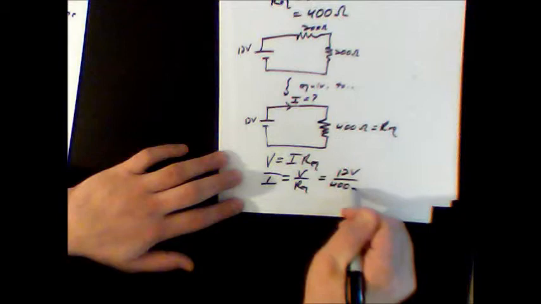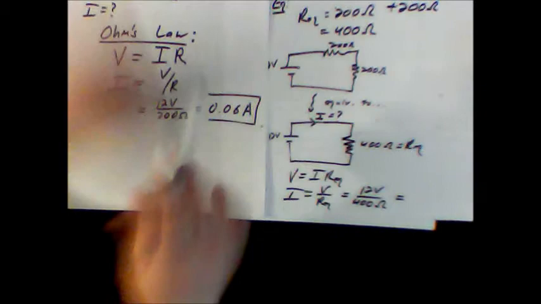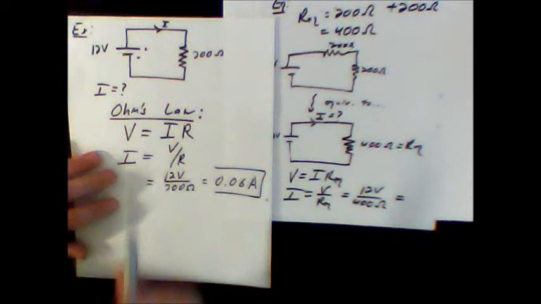All right, remember before, when we did this example, we came out with 0.06 amps, which was how much charge per second was passing through this resistor. Where's the resistor? It was passing through this resistor right here. That's how much charge per second was passing through one resistor. Now we doubled those resistors. We added two of them.